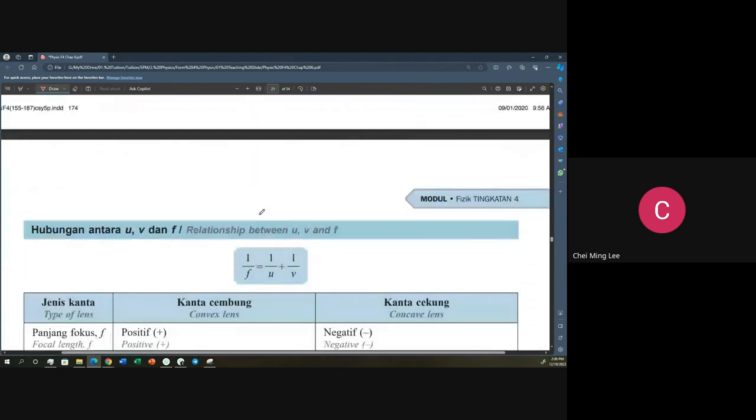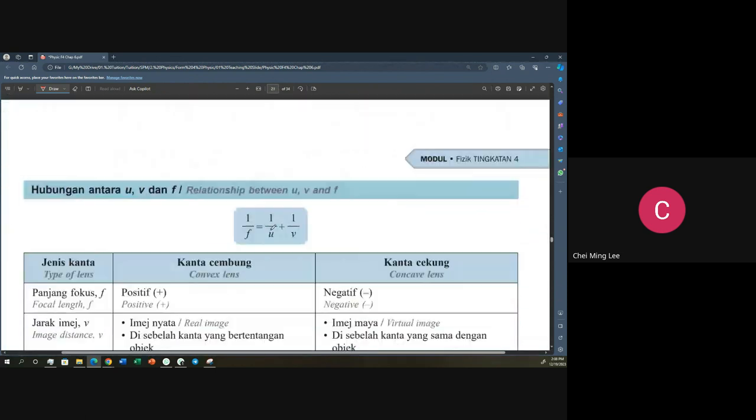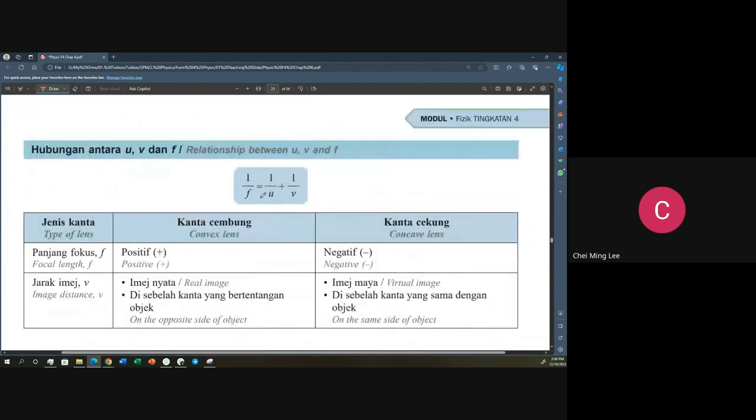Now from here it will lead to this formula where 1 over f equals 1 over u plus 1 over v. f is the focal length, v is the image distance, u is the object distance. When the focal length is positive, it will create a real image on the opposite side of the object.